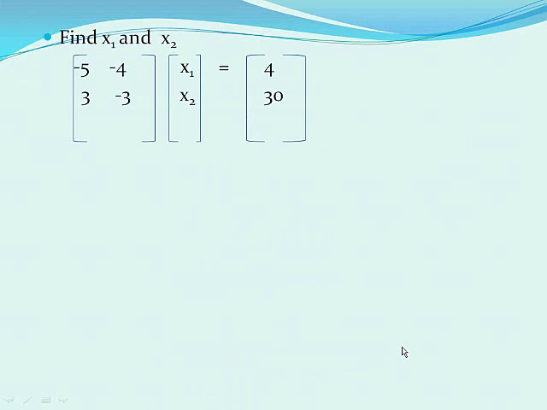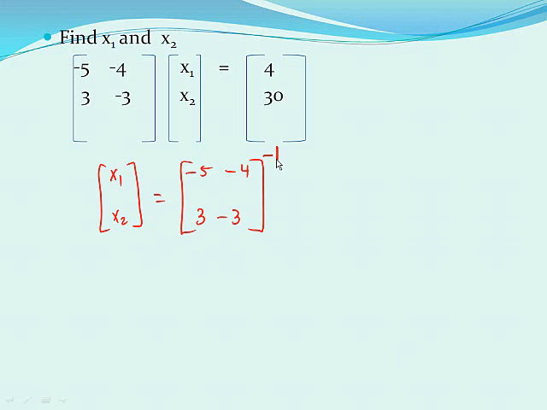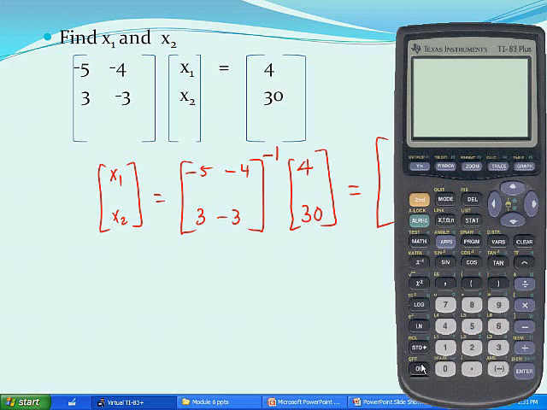Okay, let's do that here. So we need to solve this matrix equation Ax = b. So our solution will be [x1, x2] equal to the inverse of A. The inverse notation will be power negative 1. Then I need to multiply with the 2 by 1 matrix [4, 30]. And this operation I need to do on a calculator. When I do this, I will get a 2 by 1 matrix.